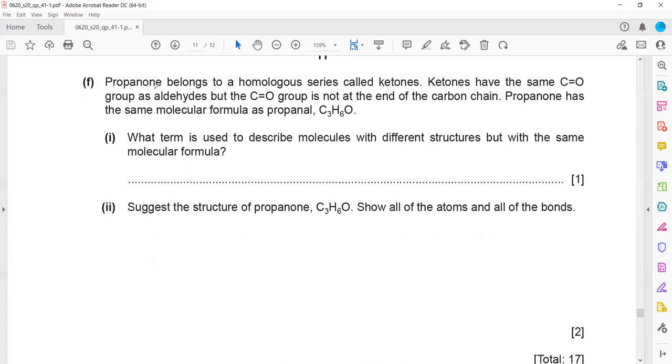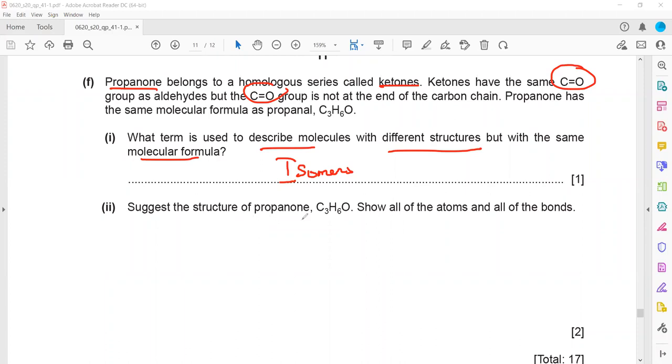Then propanone belongs to a homologous series called a ketone. Ketones have a C double bonded with O, like aldehyde, but the C double bonded with O is not at the end. Propanone has the same molecular formula as propanal. Name the term used to describe molecules with a different structure but the same molecular formula. What do we call them? Isomers. Isomers have the same molecular formula but different structure.